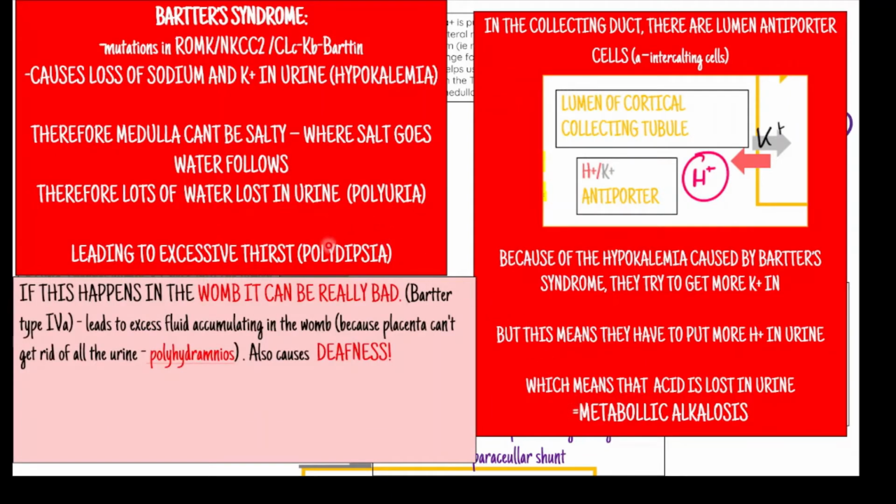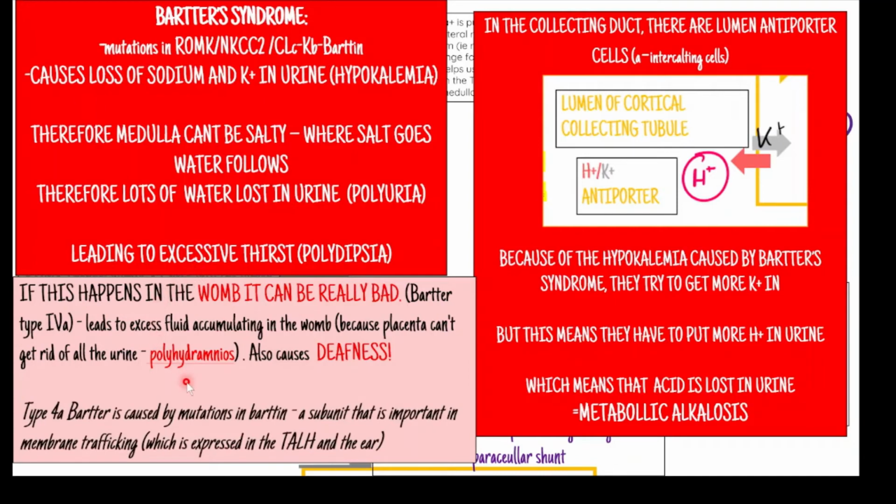Now, if this mutation happens in the womb, it can be really, really bad. There's a type of Bartter syndrome called type 4A, and basically because your fetus can't wee out much, fluid has to be filtered by the placenta. If there's lots of fluid being generated in the womb, this can accumulate, and the placenta won't be able to get rid of it all. So this is called polyhydramnios, which can be really bad for the baby, basically leading to the baby developing in an environment of urine, which is obviously not good, and this can also cause deafness.